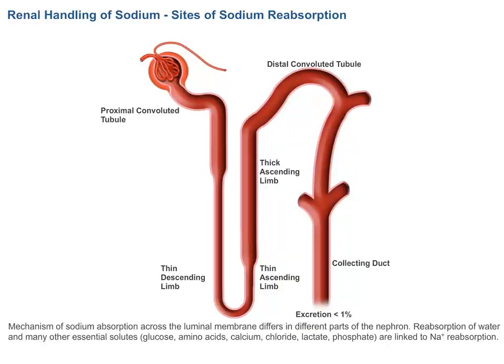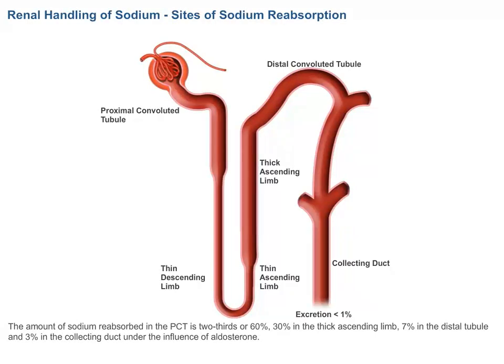Mechanism of sodium absorption across the luminal membrane differs in different parts of the nephron. Reabsorption of water and many other essential solutes such as glucose, amino acids, calcium, chloride, lactate, phosphate are linked to sodium reabsorption. The amount of sodium reabsorbed in the PCT is 2/3 or 60%, 30% in the thick ascending limb, 7% in the distal tubule, and 3% in the collecting duct under the influence of aldosterone.